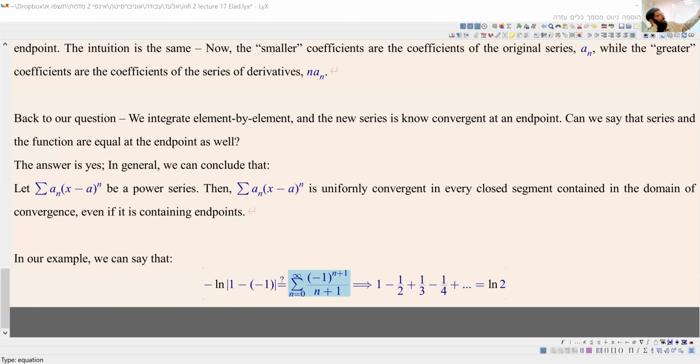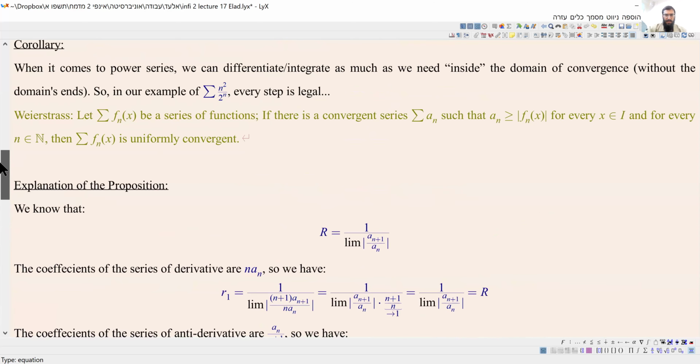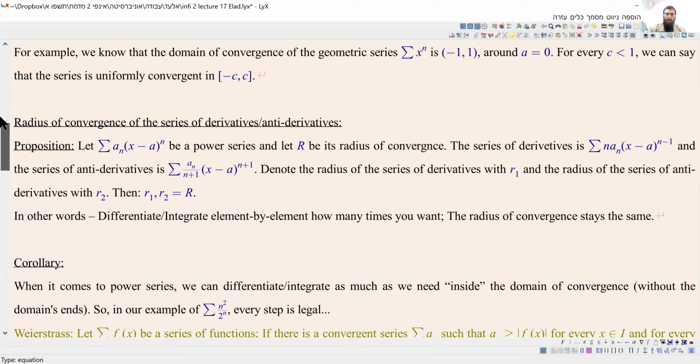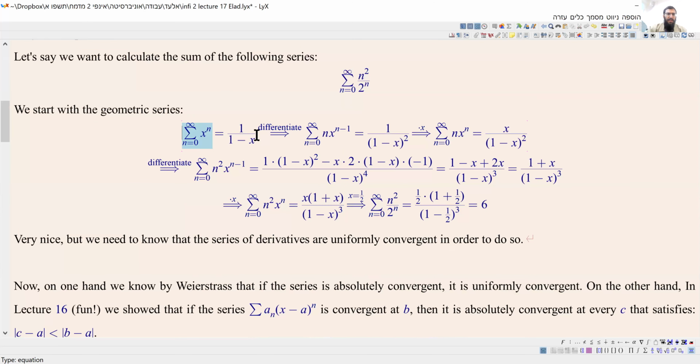Now we talked about how a series equals a function and why it is good. For example, calculating sums of infinite series. How do we calculate the sum of n squared over 2 to the power of n? We use the fact that the geometric series equals this function, and we integrate, differentiate, whatever.